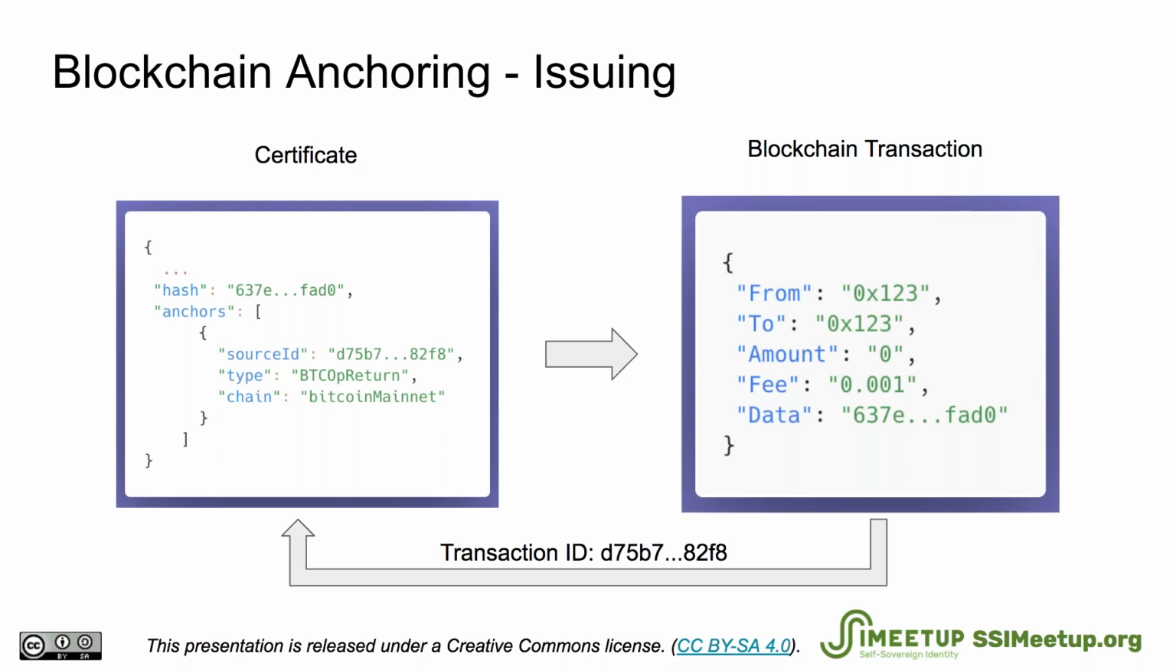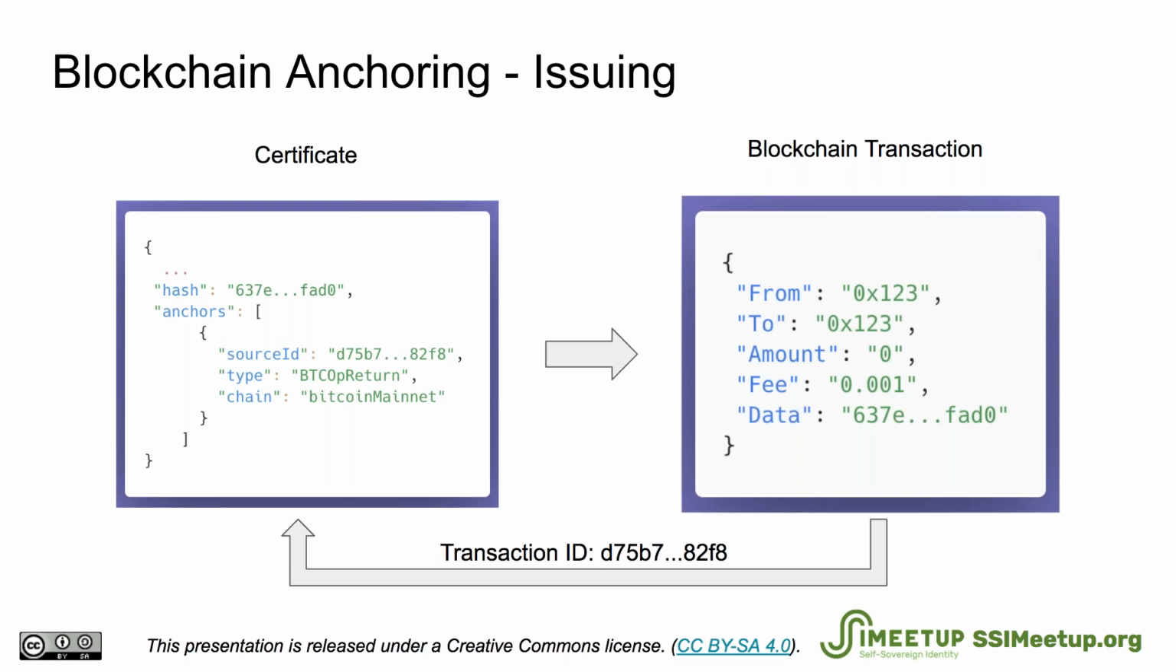But yeah, after you have your blockchain transaction and you sign it and broadcast it to the network, you'll get a transaction ID. And we take that transaction ID and we put it back into the certificate. In this case, on the left here, you can see we call it anchors. So we have the Bitcoin anchoring information here as the example.